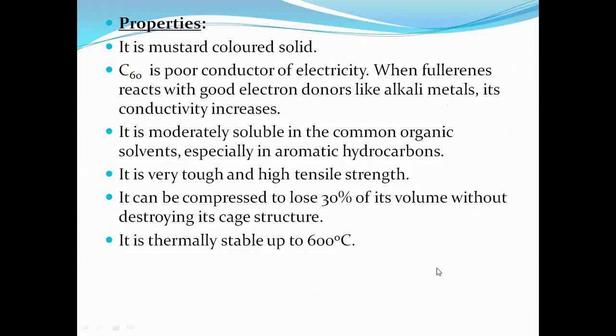When we discuss the properties of C60 material, it is mustard colored to brown in color, and it is a poor conductor of electricity, that is, generally a low electrical conductor. But when C60 is combined with alkali metals, the first group elements such as lithium and sodium, its conductivity increases tremendously. It then becomes a very good electrical conductor.